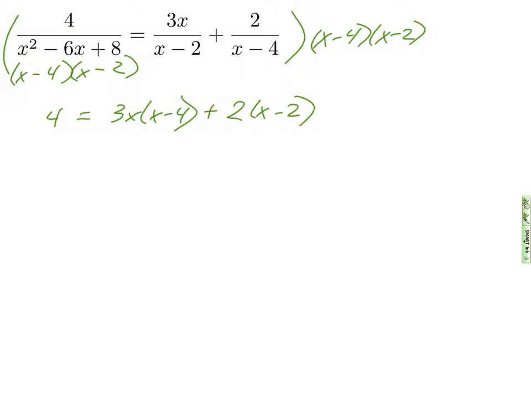So now we distribute. So 3x squared minus 12x plus 2x minus 4. Now what? Solve? How do you want to solve? Put my like terms together?